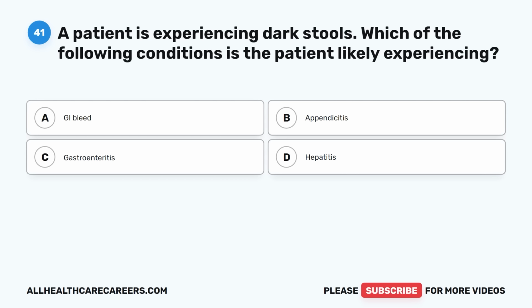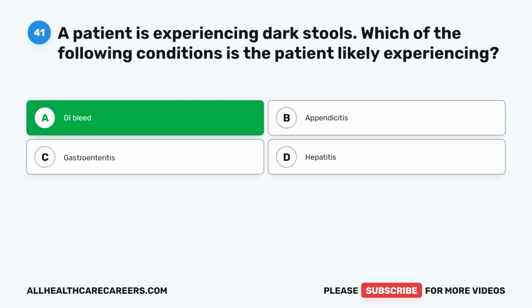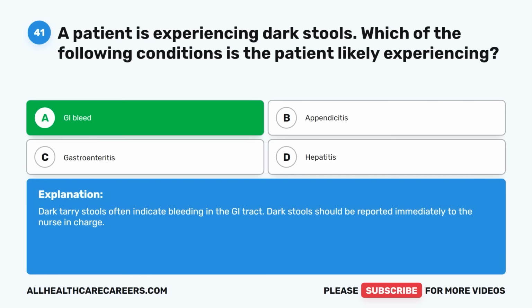Question 41. A patient is experiencing dark stools. Which of the following conditions is the patient likely experiencing? A. GI bleed. B. Appendicitis. C. Gastroenteritis. D. Hepatitis. The correct answer is A. GI bleed. Dark tarry stools often indicate bleeding in the GI tract. Dark stools should be reported immediately to the nurse in charge.